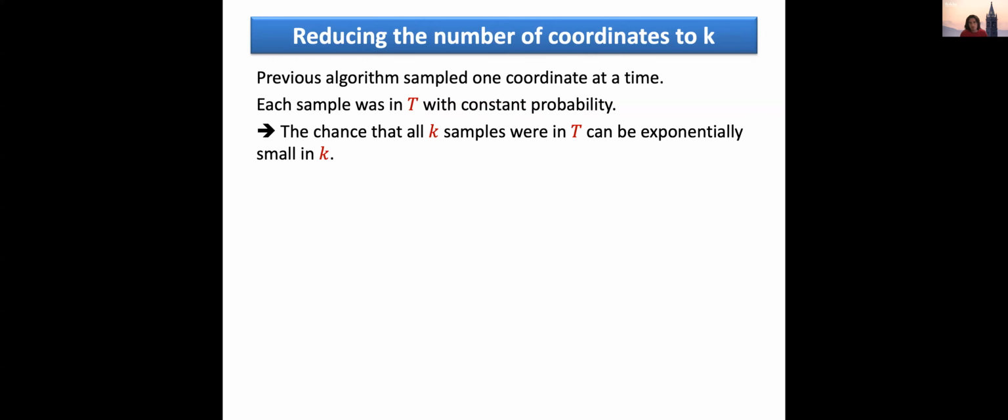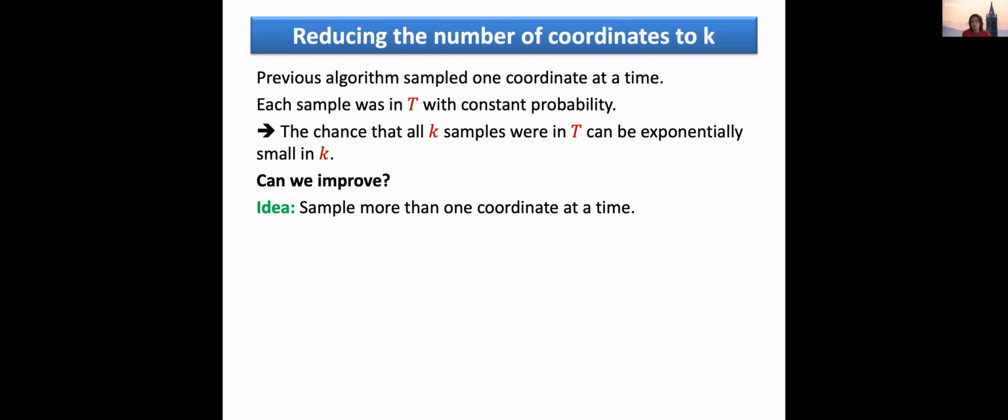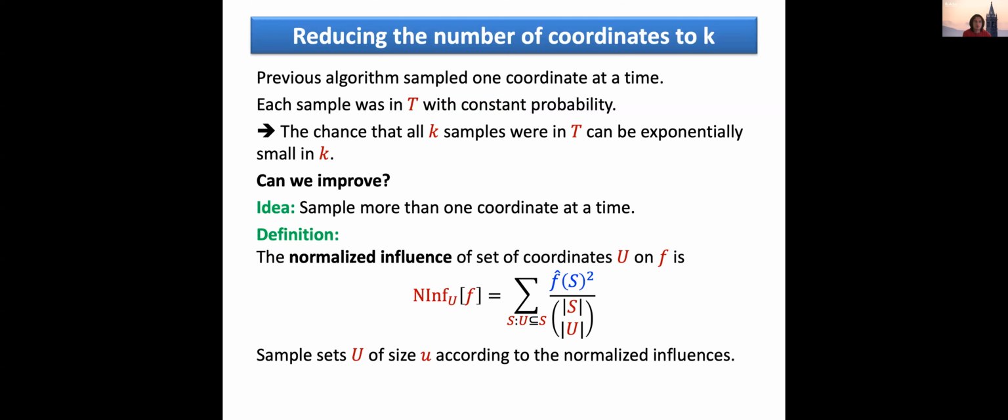We could just repeat the previous algorithm exponentially many times in K, and with good probability, at least one of the times will work. One of the times will have sampled all of T exactly, or a nice cover of T. But this isn't so interesting because two results already had exponential in K query algorithms. So we wanted to do better, or we wanted to see if we could do better. And our idea was to sample more than one coordinate at a time. To do so, we're going to introduce the definition, or the idea, of a normalized influence of a set rather than a single coordinate.